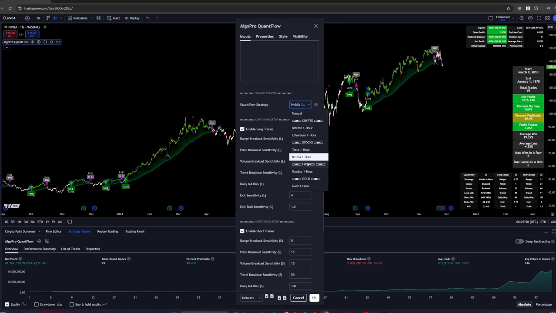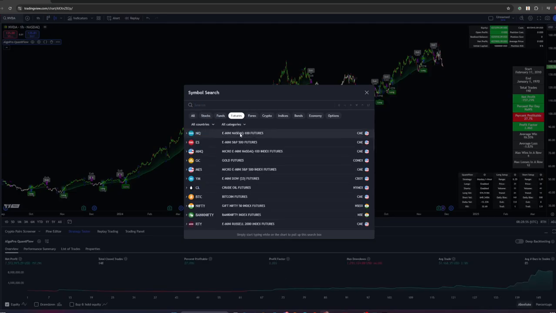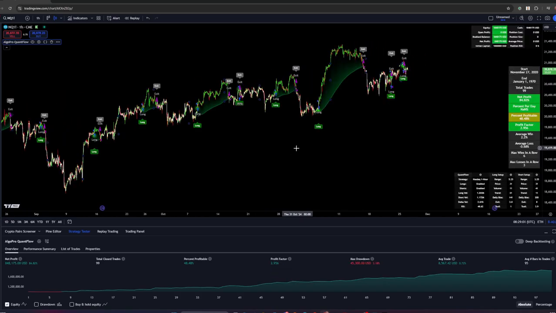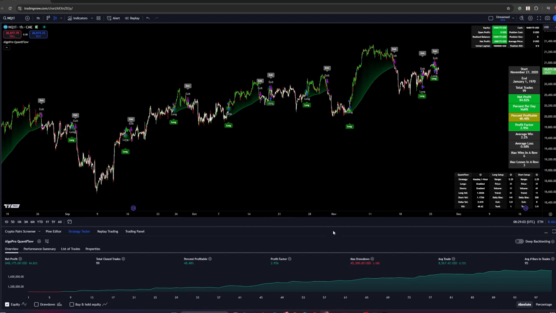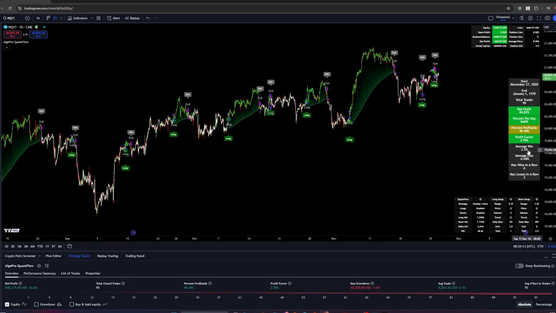We'll switch over to our futures section, NASDAQ on the 1 hour. So here's our NASDAQ back test. You can see we have 84% net profit, almost a 50% win rate, and a profit factor of around 3. And an average win of 2%, average loss of 0.68%. So again, another really good risk reward, and that's the goal here.